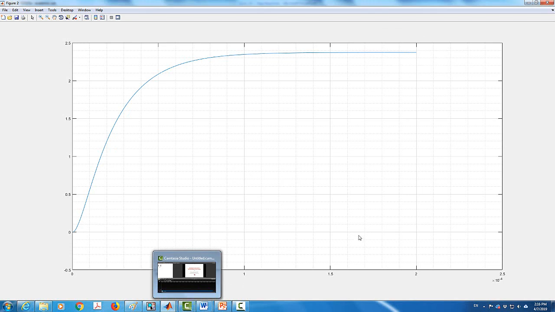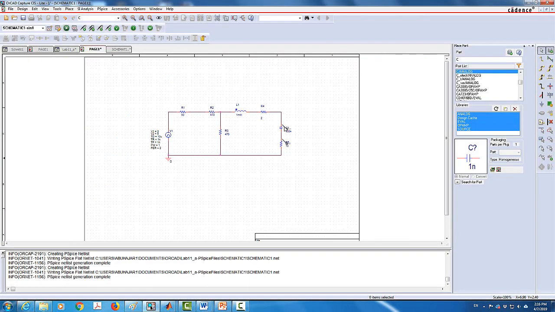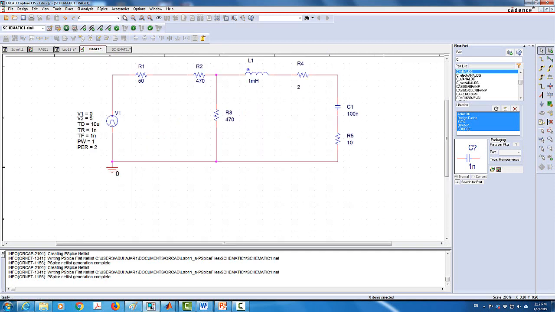So let's load OrCAD and see what we have. Here I have created a new project, and I have drawn the circuit. I would assume that you know how to draw the circuit. If you don't, you can watch previous videos. We have several tutorials on how to draw the circuit. But what's important here is that we're going to use a rectangular pulse to simulate the step response. Let me zoom in so you can see it a little bit more.